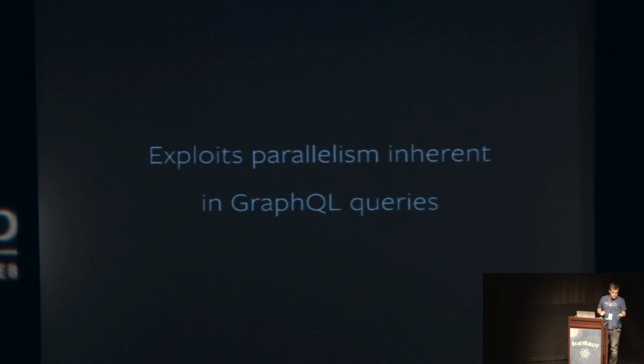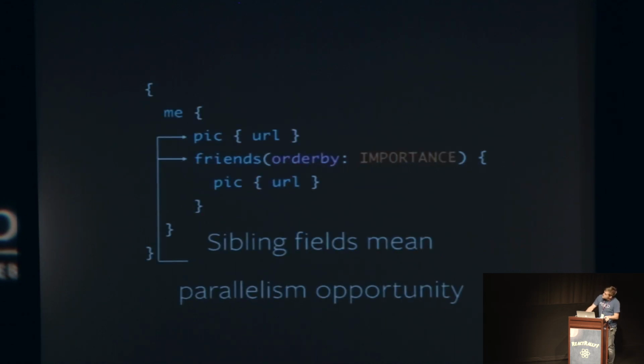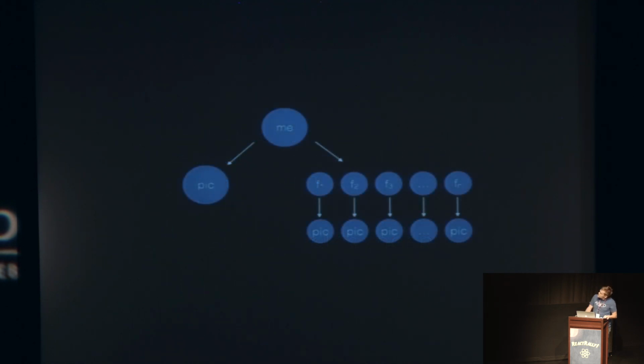So what the executor can do is exploit the parallelism inherent in GraphQL queries. What do I mean by that? If you look at this, there are 2 sibling fields in this query. There's a pick and there's friends. Because they're siblings, there is inherent parallelism in their execution. You can execute them concurrently, and only if their internal implementations actually conflict with each other do you have to block. So if you express this graphically, we'll go through an execution, how this actually ends up manifesting itself in real code. This is a tree structure that represents the result of that query.